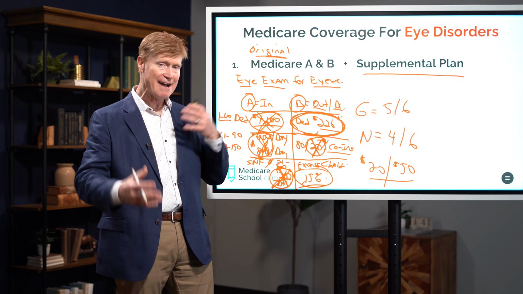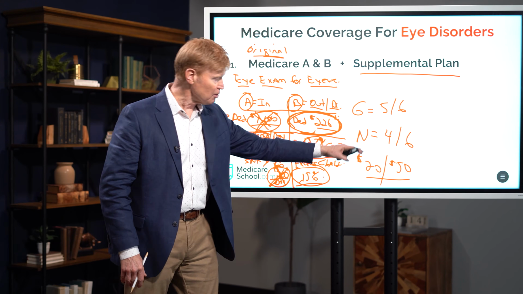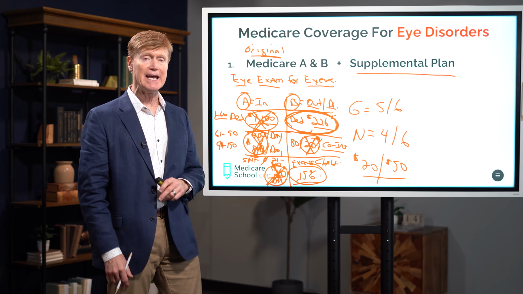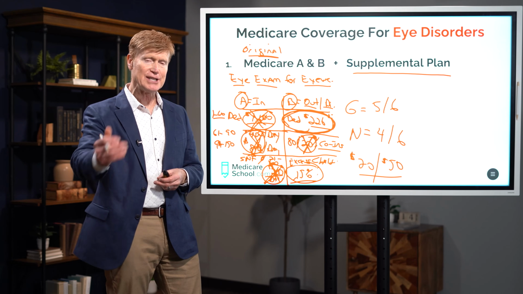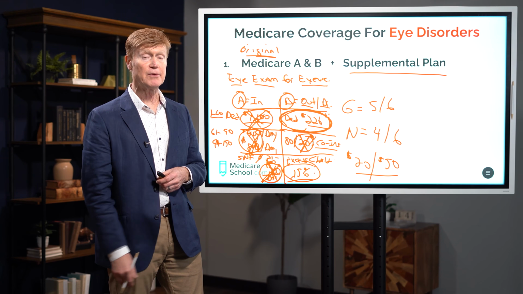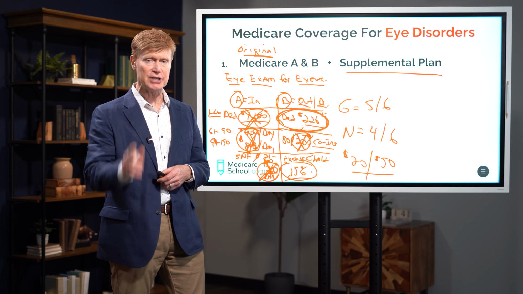Okay, so we don't really have to pay much as we go. In plan N, a little bit more exposure because we may have to pay excess charges as well and some copays along the way. All right, so that's one way in which we can get our eye disorders and diseases covered.